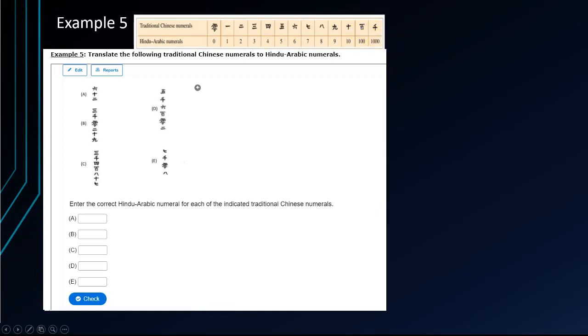So for instance, this first one here, when I look at what's being translated, going from the chart here, I have a 6, a 10, and a 2. Which basically means since 6 is over the 10, I'm going to have 6 times 10 plus 2, which is 62.